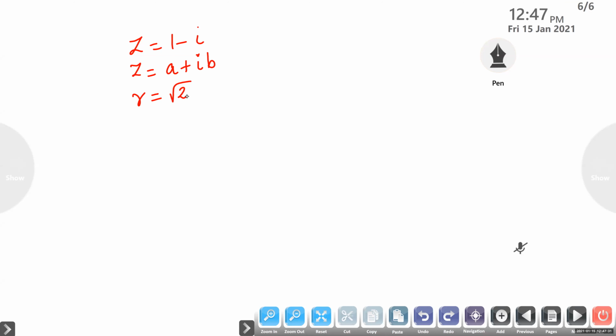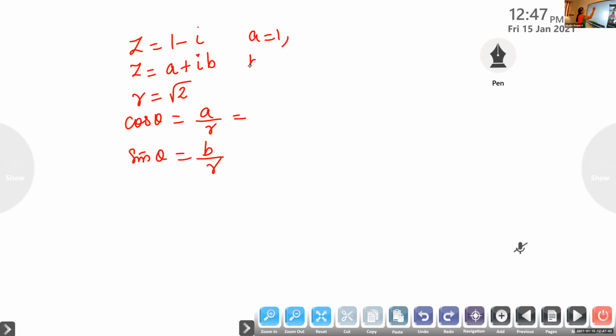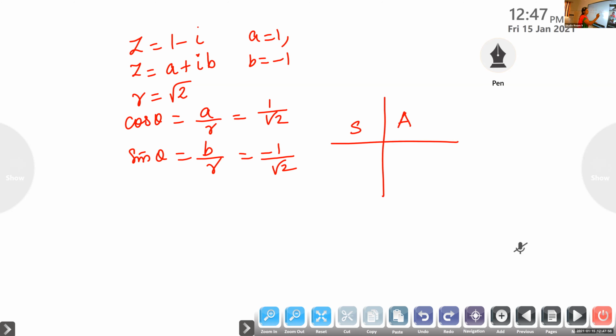Sine and cos. So cos theta is a by R, isn't it? And sine theta is b by R. So what is the value of a here? a is 1, b is minus 1. So 1 by root 2, minus 1 by root 2. I think it is similar to the previous one, isn't it? Look here, cos is positive, sine is negative. So which quadrant? Fourth quadrant.